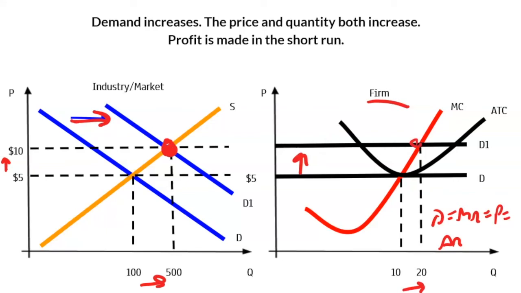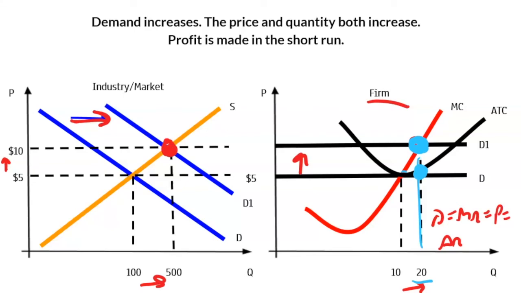Our MR equals MC point is right here. Yet again, we'll do this in blue to make it stand out. Our new MR equals MC point is right here, so that's why they're producing 20 units. And then right here is the cost. And so because our price is greater than our cost, this firm is now making a profit. Well, if this firm is making a profit, what are other firms going to do? What incentive do other firms have? Well, other firms now have an incentive to enter into the market.